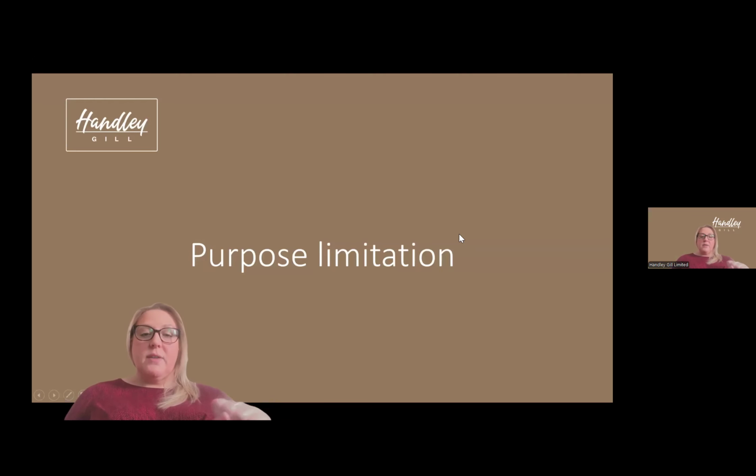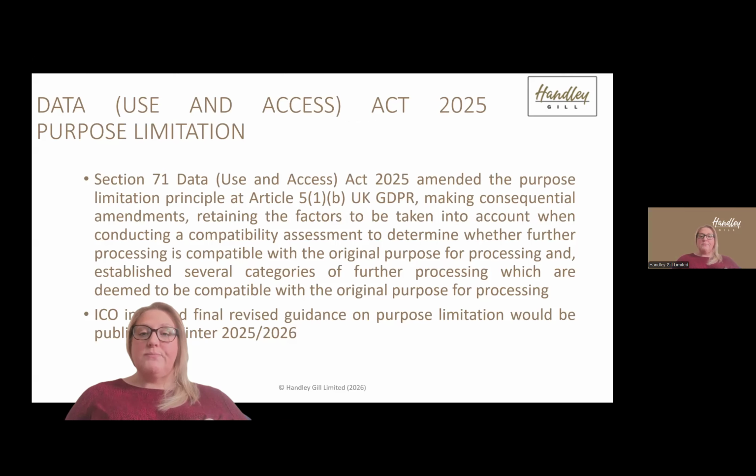Next chunk of things we're going to talk about is purpose limitation. So Section 71 of the Data Use and Access Act has amended the purpose limitation principle at Article 5.1b of the UK GDPR, making consequential amendments, retaining the factors to be taken into account when conducting a compatibility assessment to determine whether further processing is compatible with the original purpose of processing, and establishing several categories of further processing which will be deemed to be compatible with the original purpose for processing.